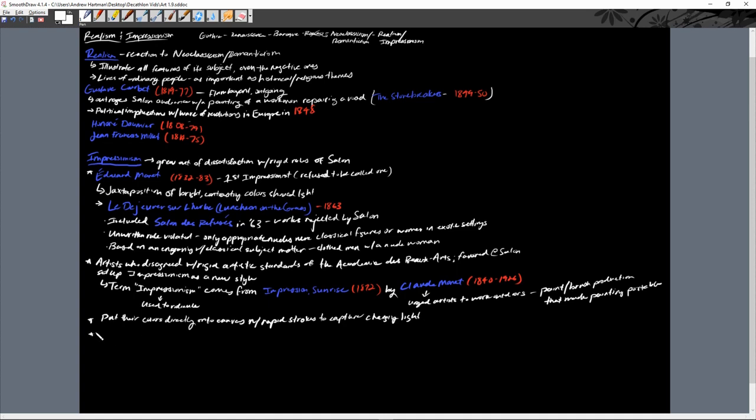On top of this, we also see studies of vision and color lead to the discovery that shadows are not gray in color, right? Shadows aren't gray, but rather they are the complementary color of the object casting the shadow. Which allowed the Impressionists to use complementary colors when painting shadows.